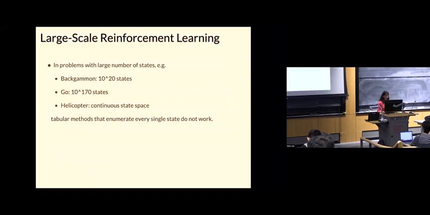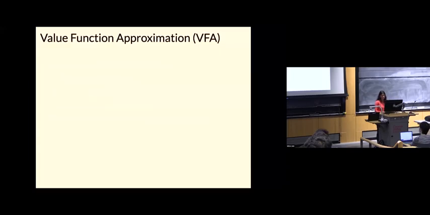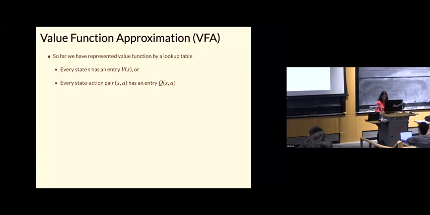Okay, so tabular methods, the way we have described them so far, we cannot use them in any real world problem, simply because enumerating all states is just infeasible. The states are just too many to enumerate. Okay, it's as simple as that. So that's why we resort to what we're going to call value function approximation. What does this mean?